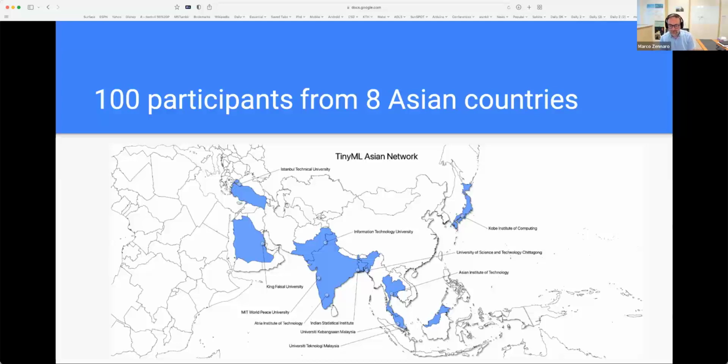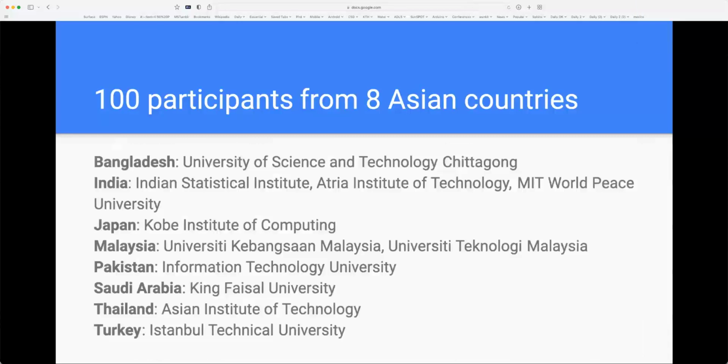We have 2 universities in Malaysia, and I will let my colleague call them in the proper way. The Universiti Kebangsaan, that's really bad, in Malaysia, and the Technical University. We have Asian Institute of Technology in Bangkok, and we have Kobe Institute of Computing in Kobe, Japan. Here is the list if you want to see the names properly spelled.